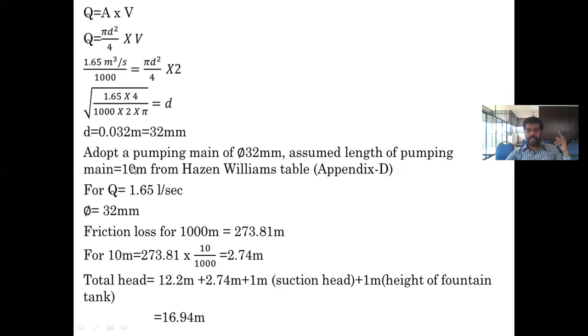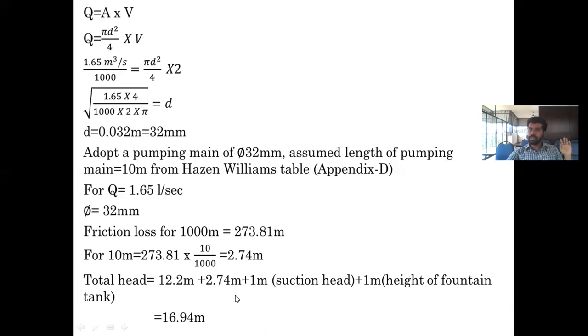That height you have to give here. So instead of this 10, what happens is the friction loss will increase. And not only that, instead of this 1 meter suction head, it will be the height of the borewell.